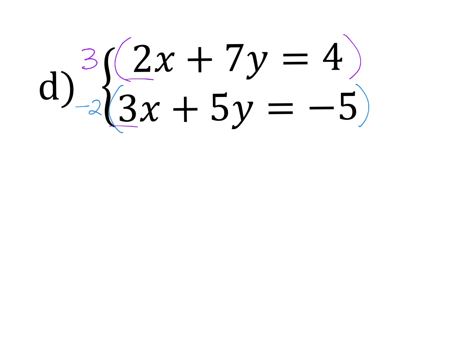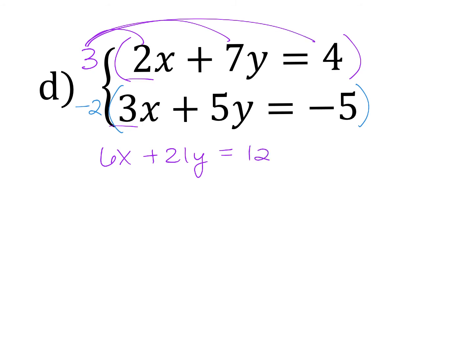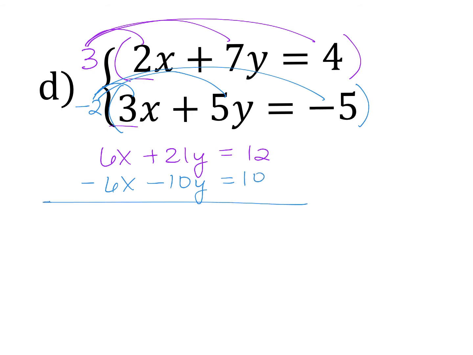So here it is. Top equation is 6x plus 21y equals 12. Okay, bottom equation is -6x minus 10y equals a positive 10. Am I adding or subtracting them? Adding. We are adding them because they are opposites, right? So add the whole thing. This is 0. 21 plus a -10 is 11y equals 22, and then divide by 11.